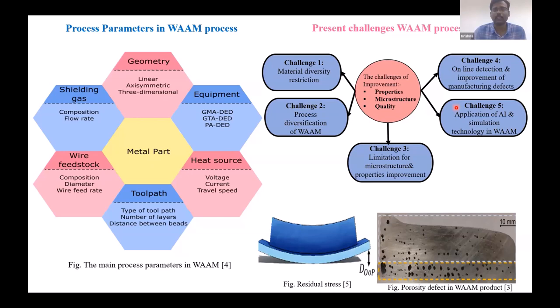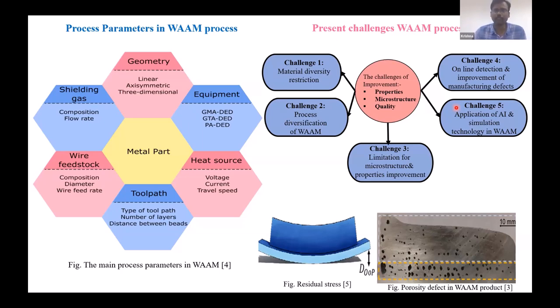Some materials, like whatever materials we can melt with conventional arc welding sources, can obviously be deposited, and solidification plays a key role. How the material solidifies, what the phase diagram behind this particular material is, at what temperatures and what kind of phases are forming, these are the kinds of material diversity restrictions that are there.